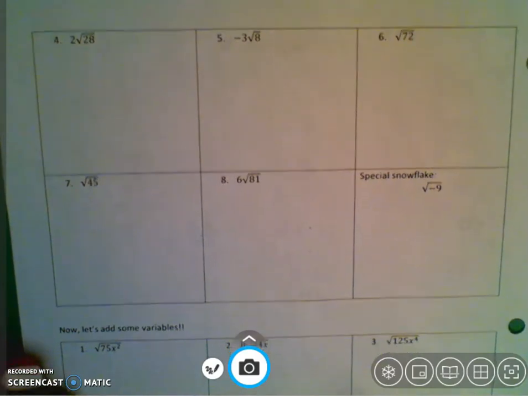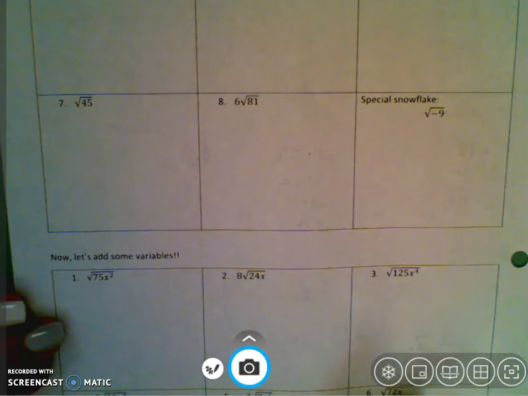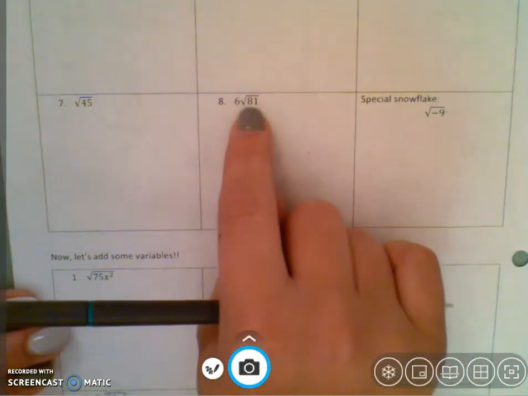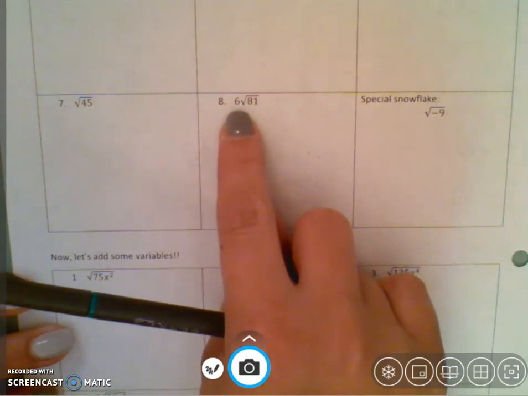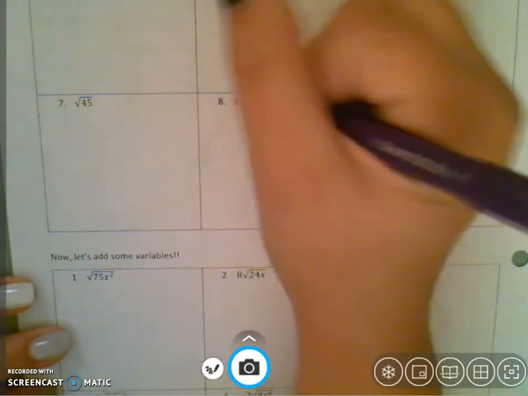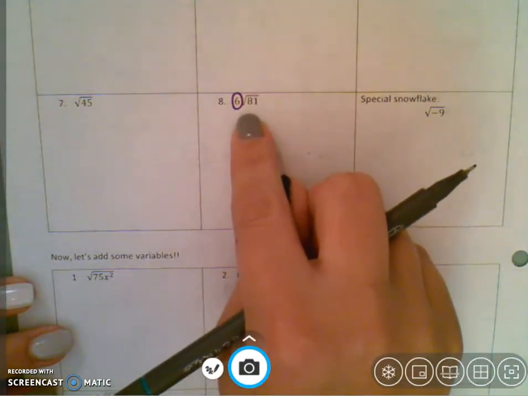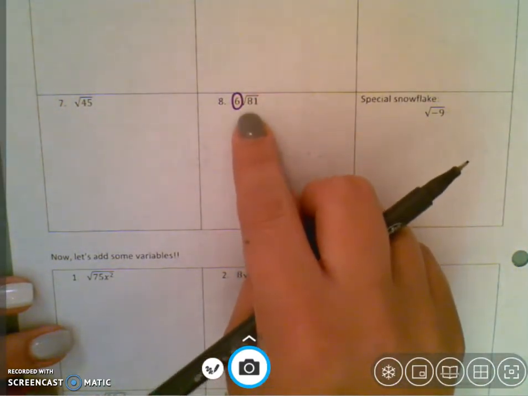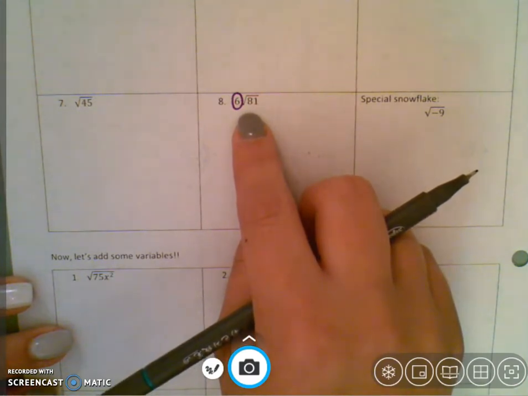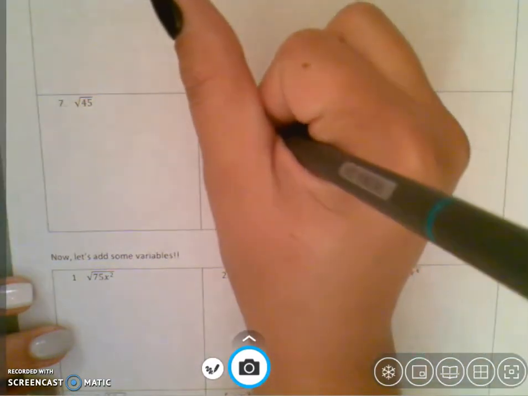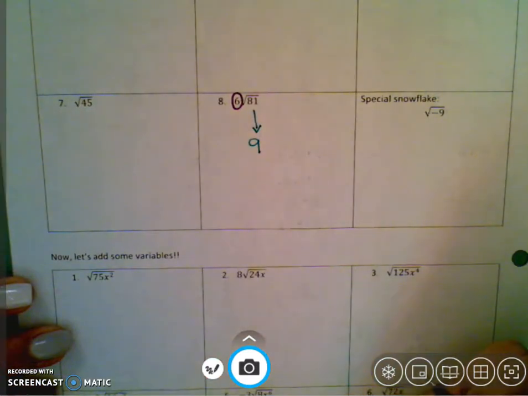Okay, let's go to number 8. So number 8 is 6 square root of 81. So again, we're going to leave the 6 till the end. I'm just going to circle him in purple so we don't forget about him. And then the square root of 81. You can make a factor tree for the square root of 81, but the square root of 81 is a perfect square. So if it's a perfect square, that means that the square root of 81 is already 9.